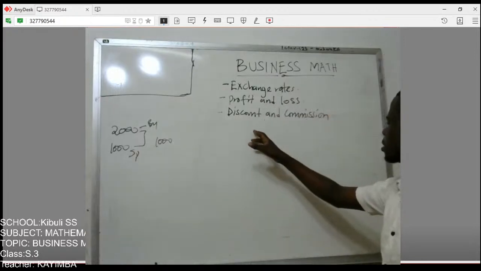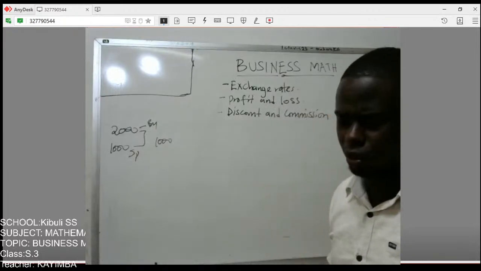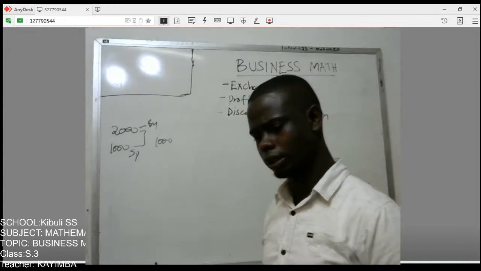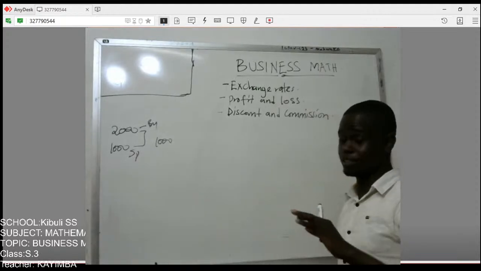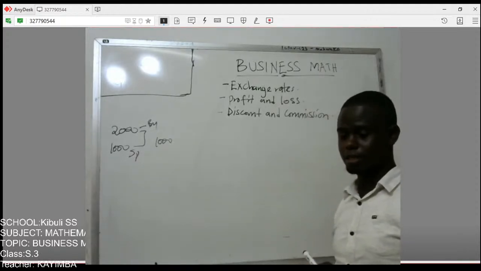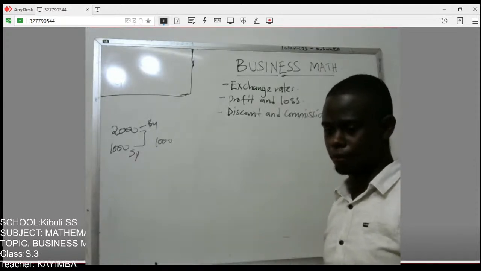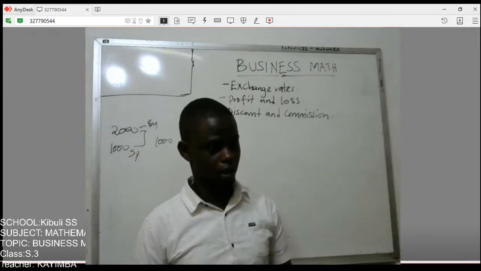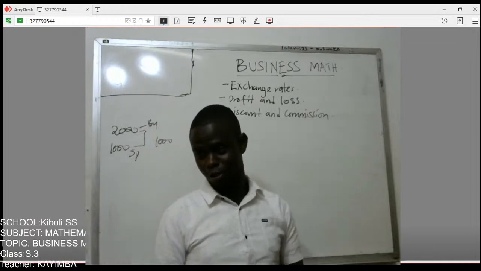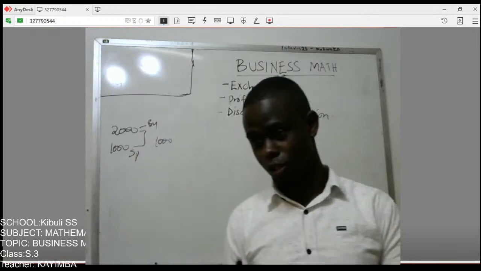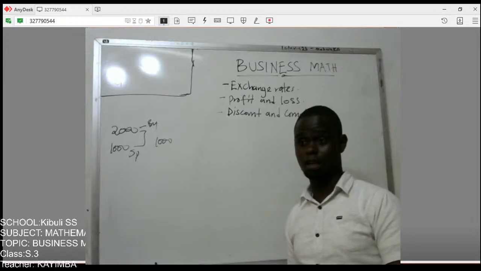Then when I talk of discount and commission, what do we mean by discount? A discount is the deduction that is made. Let me give you an example of the festive seasons. You best know Christmas. Not so? I know you know Christmas season. These big supermarkets like ShopRite, they normally offer discount.